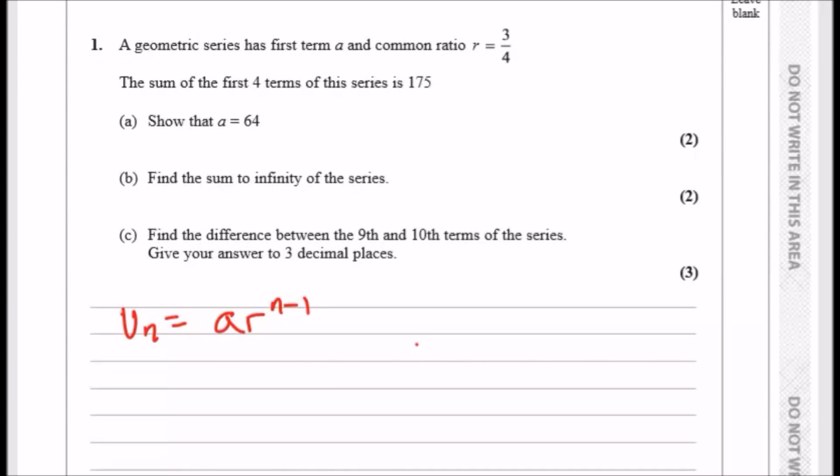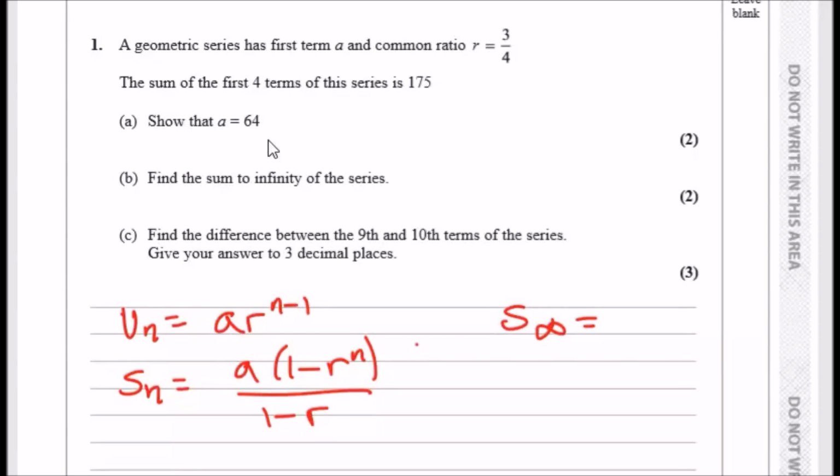We also need to know that the sum of the first n terms is a times 1 minus r to the power n, all over 1 minus r. And lastly, we need to know the sum to infinity, so the sum of an infinite number of terms, which is just a over 1 minus r. And that's it. If you know all of this, then you can pretty much smash every question. So let's have a read.